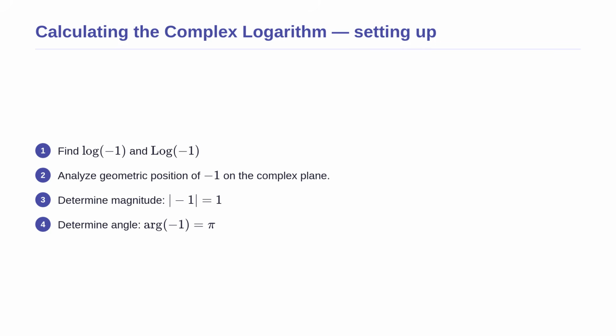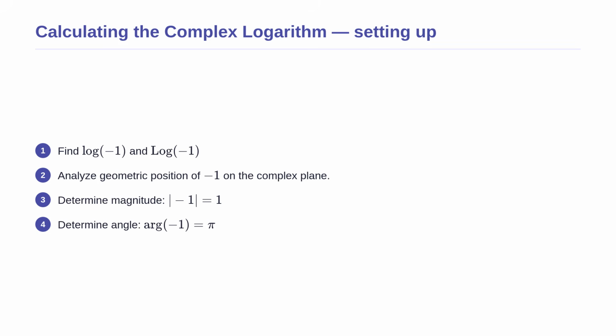Before we move on, let us see this multi-valued behavior with a concrete example. Let us calculate both the general multi-valued logarithm and the principal value logarithm for a negative real number, -1. In standard real number mathematics, taking the logarithm of a negative number is impossible and causes an error. However, in complex analysis, it is completely possible.